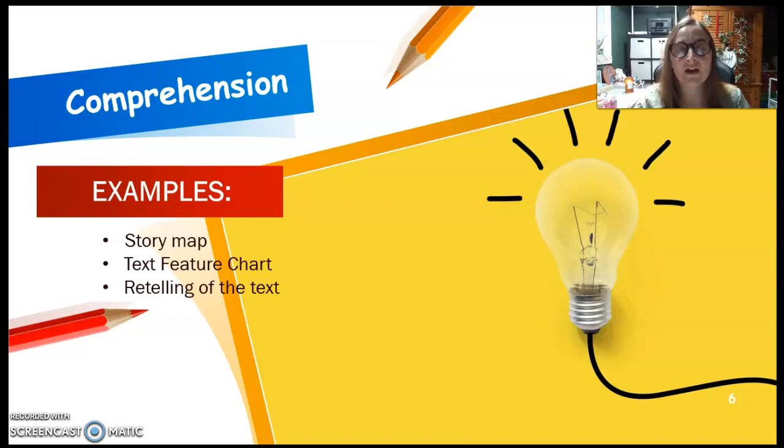And then the last example is retelling of the text. This could be in front of the whole class. This could be just between the teacher and the student. This could also be a time that, if it's a child that is having difficulty retelling the text or understanding how to do it, they could look at their story map for clues, or you could help scaffold them by asking questions that lead them in the right direction.